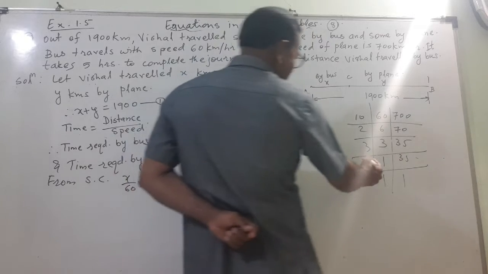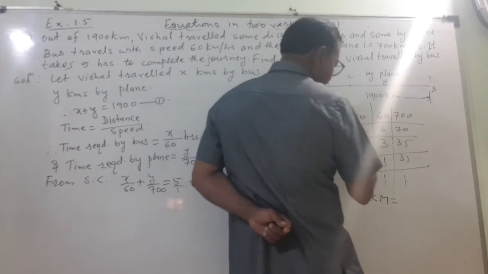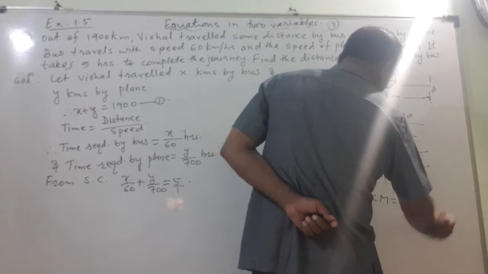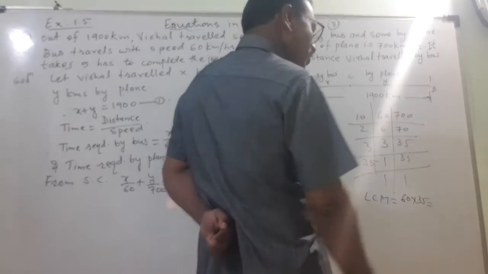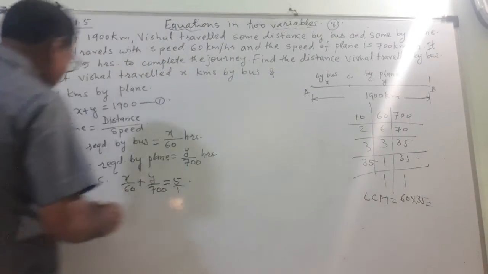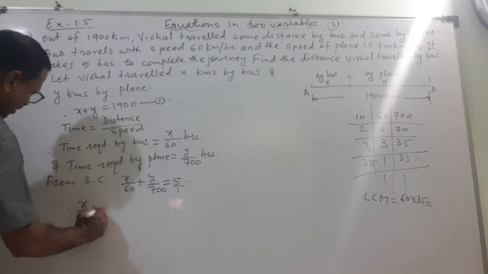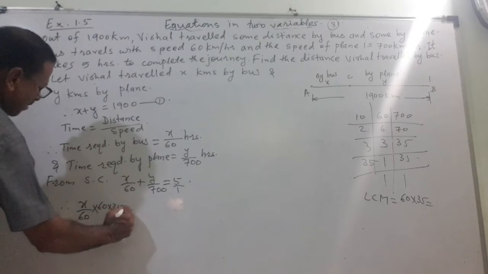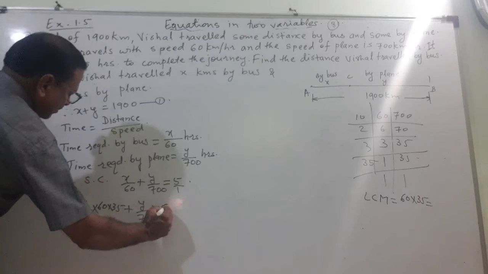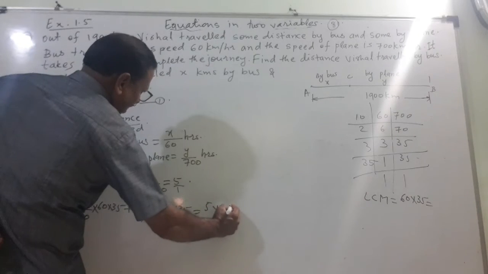So what is the LCM? LCM is equal to 10 into 2 into 3 into 35, that is 60 into 35. You can do the multiplication also, but I will keep it as it is. Multiplying each term by 60 into 35: X upon 60 into 60 into 35, plus Y upon 700 into 60 into 35, is equal to 5 into 60 into 35.